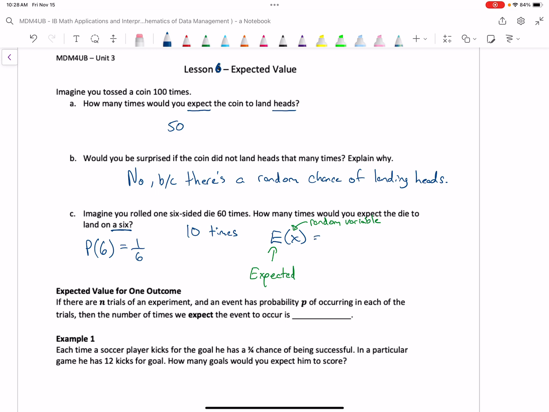And what we're doing is we're taking the total number of trials. In this example, there was 60. In the previous one, there was 100. So we're taking the number of trials, which we often call n, and we're timesing it by the probability. And so in this example, I've got 60 times 1/6, which just gives me 10. This is what the expected value formula is for a situation like this where you're looking at one specific outcome.